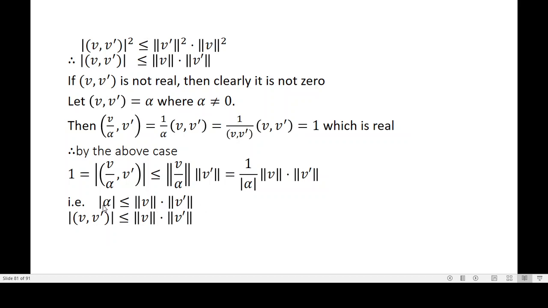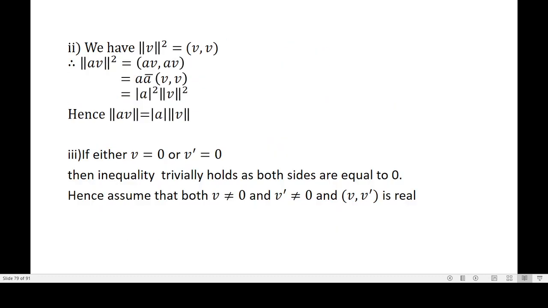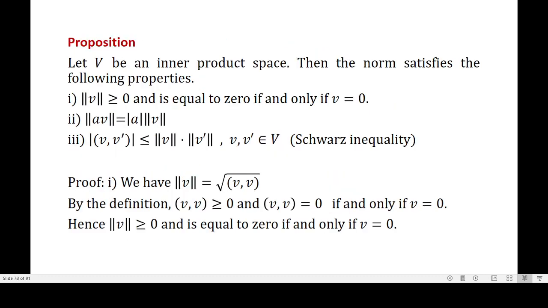But alpha is equal to the inner product of v comma v dash. Therefore mod inner product of v comma v dash is less than or equal to norm v into norm v dash. So this is known as the Schwarz inequality. I hope you have understood this. So the Schwarz inequality is: if v is an inner product space, then mod inner product of v comma v dash is less than or equal to norm v into norm v dash.